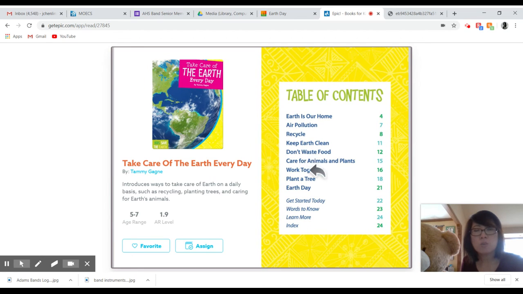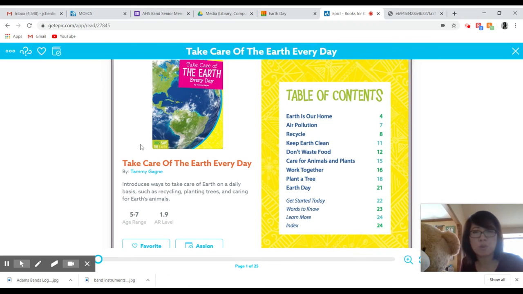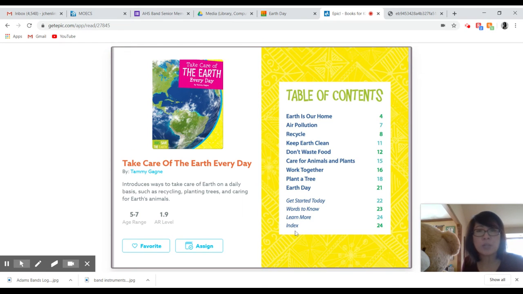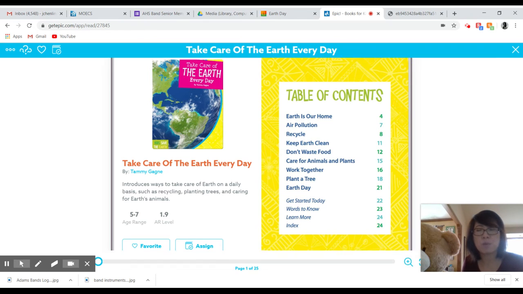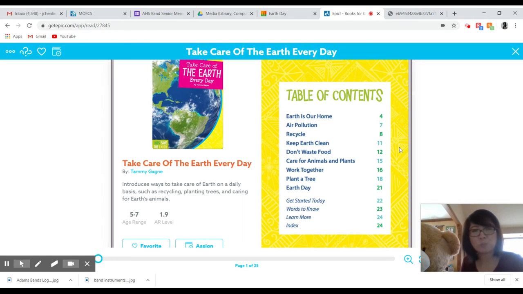Okay, and I can also see on my table of contents that at the back of the book, there is a glossary. It's called the Words to Know page right here. And then there's also an index. So let's get into the book. And then when we get to that section, I'll point those features out. All right, let's go to the next page.